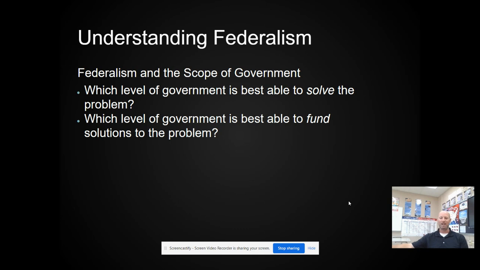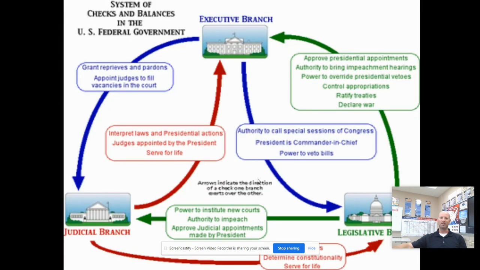But as I told you, we're going to find out more and more as we delve into the course that everything can be tied back to money. But which level of government is best able to fund the solutions to these problems, right? That's a good thing to understand. And the system of checks and balances in the U.S. federal government, right? This kind of goes back to chapter 1, and I'll let you go ahead and look over that. You can pause the video right here. But this is going to conclude chapter 3 on federalism.